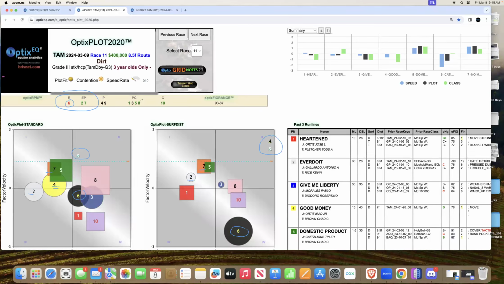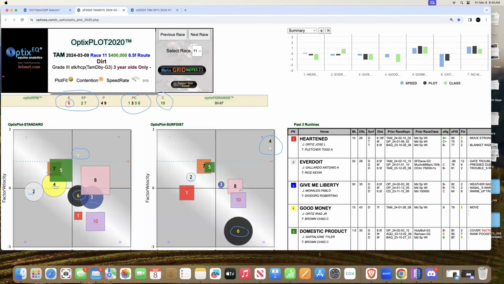And then you've got kind of the closing horses. The 3 looks like he's out of it a little bit. You don't want closers that are going to be circles, right? Because they just don't have the relative late pace that you want in a race like this. You want squares if you're going to look for horses to come from behind.